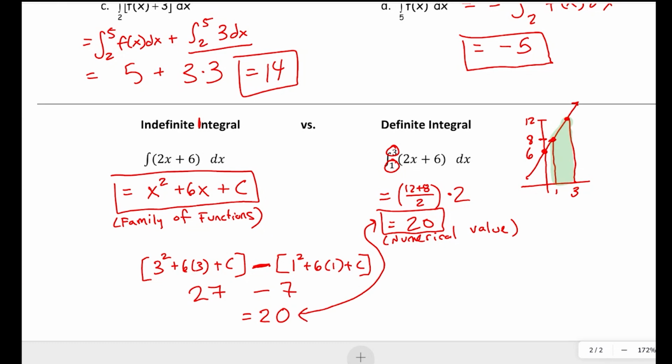I'm not going to go into any more explanation, but I want you to just take a look at that, try to take it all in, and see that sure enough, there is some kind of connection here between the indefinite integral and the definite integral.